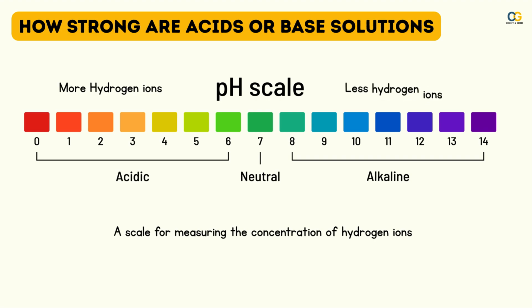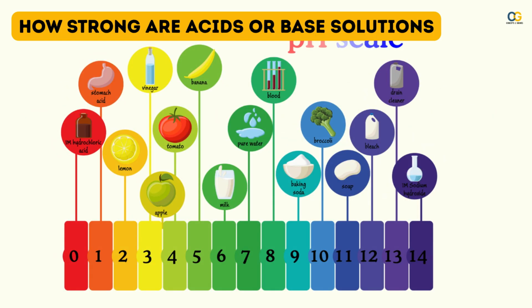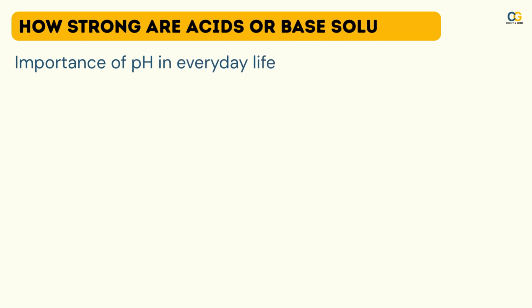And the fewer the hydronium ions, the more the pH, which makes them alkaline or basic in nature. And anything in between is called neutral. So in our everyday life, most of the items we see, such as pure water, blood, are all neutral in nature. And anything further, such as hydrochloric acid, the acid in our stomach, are all strong acids, and sodium hydroxide, drain cleaner, bleach are all the strong bases in our daily life. Moving on to the importance of pH in our everyday life.